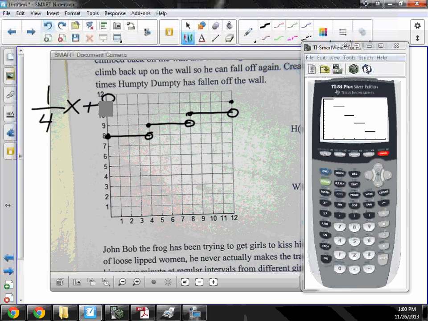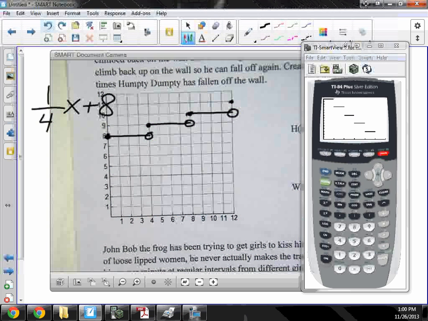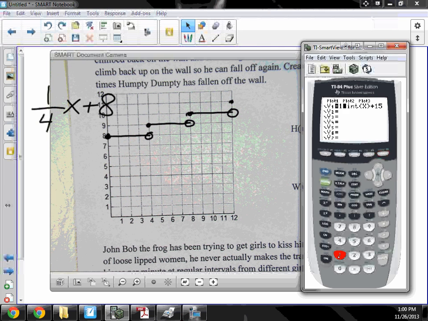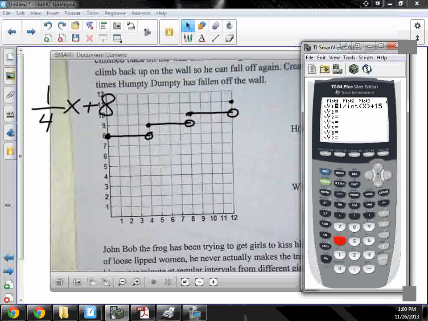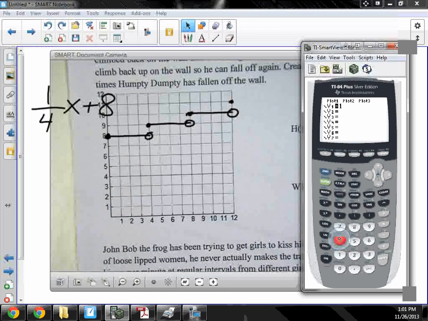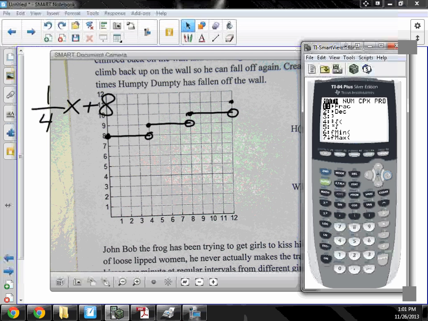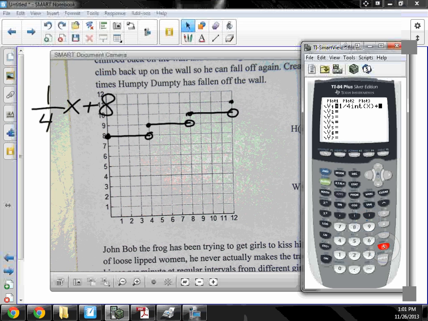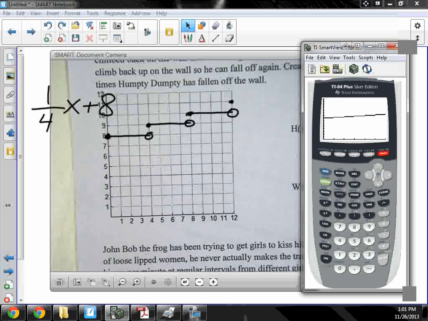So should I put the x in brackets or the whole thing in brackets? Just the x. So 1/4 x plus 1/4 math integer of x plus 8. And there it is.